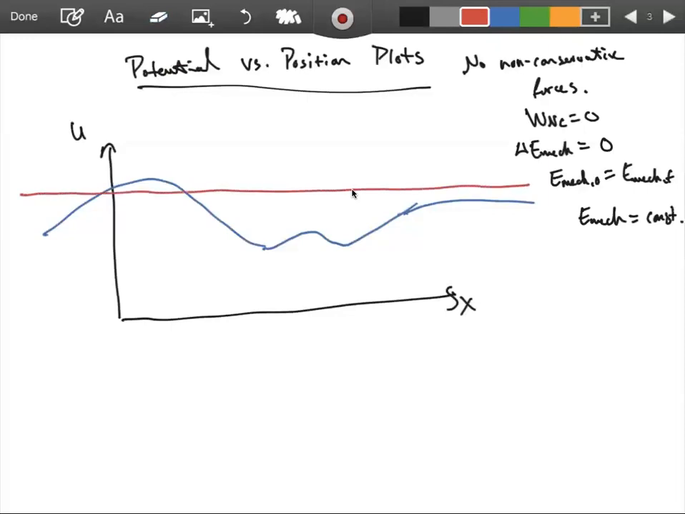Now, what is some information I can actually get out of this plot? Well, the first thing is, since my mechanical energy is equal to a constant, and mechanical energy is simply the kinetic plus potential energy, what this says is that my kinetic energy at any point is going to be equal to my mechanical energy minus my potential energy. So this means that what?